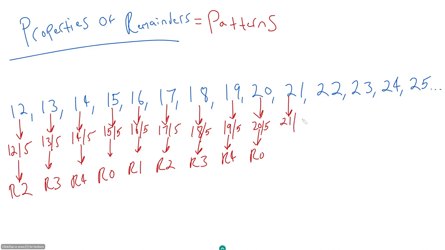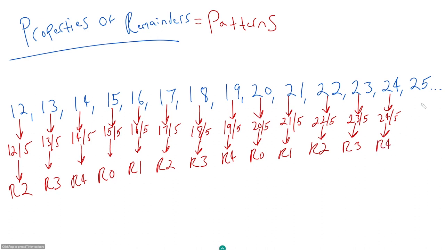And so 21 over 5 is going to be another remainder 1. 22 over 5, 4 remainder 2. 23 over 5, 4 remainder 3. 24 over 5, 4 remainder 4. And then 25 over 5 gets us to 5 remainder 0. So you can see what is happening here. Our remainders are going up in sequence, and they begin approaching our divisor. So in this case, our divisor is 5, but it never reaches the divisor.